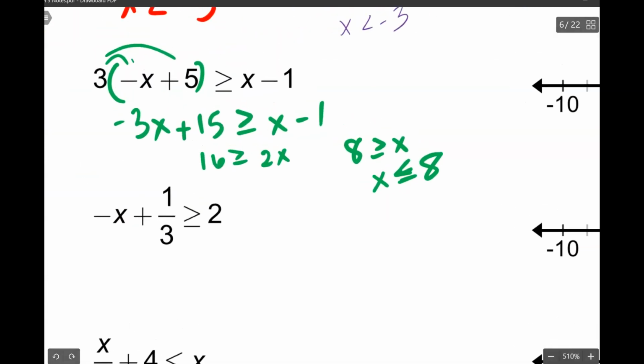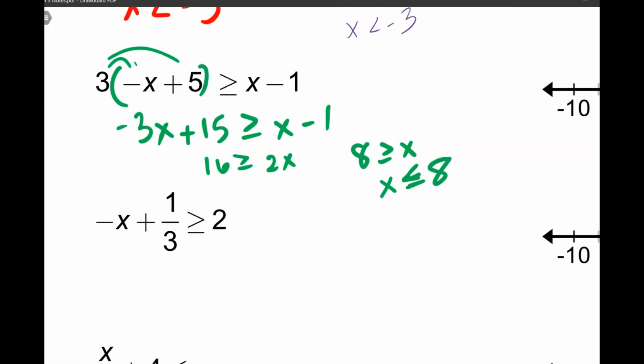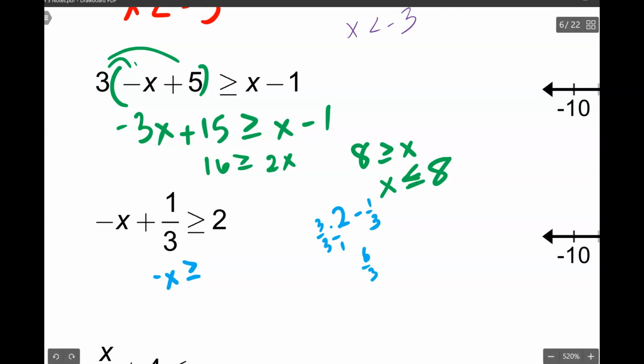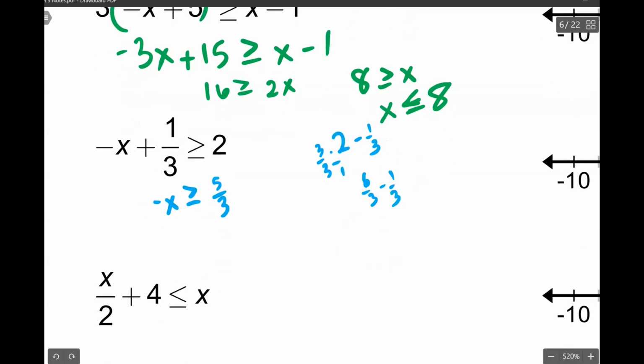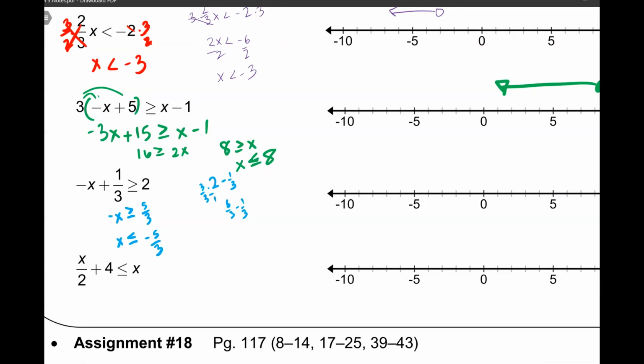Alright. Let us subtract 1/3, so we have negative x greater than or equal to 2 minus 1/3. Let's make a common denominator. So 6/3 minus 1/3 is 5/3. But wait, I have a negative x. If I multiply by -1 on both sides, I have to flip the arrow. So 5/3 is -1 and 2/3. So -1 and about 2/3 is about here. So I have a closed circle, and then my arrow goes to the left side.